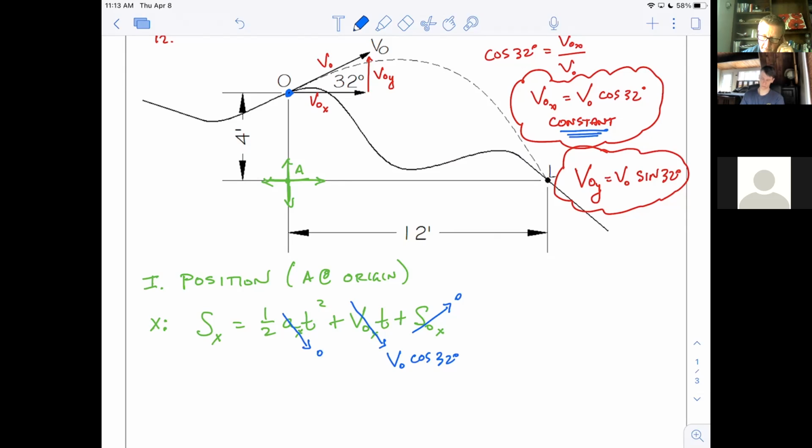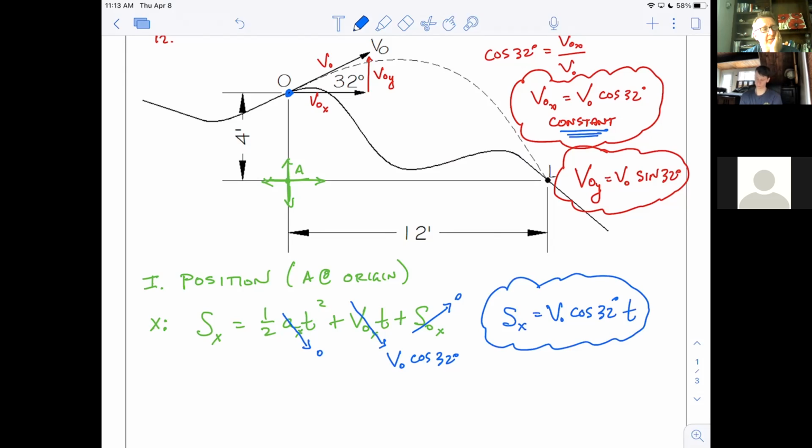So notice everything goes away then. We can just say that S of X is equal to V0 times the cosine of 32 degrees times time. I want to note that because that's an important equation. If you want to learn to think like a mathematician, the best thing is to say, hey, I've got this equation with 3 unknowns. If I knew 2 of them, then I would know the third one, but I don't know any of those right now.